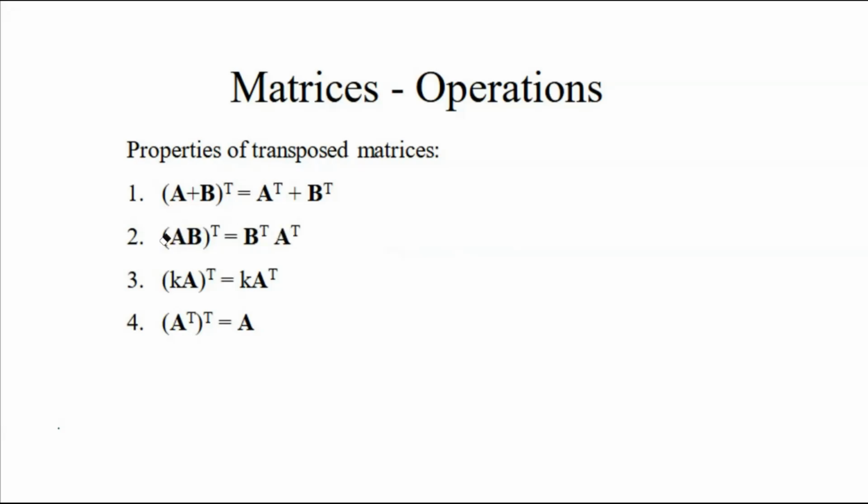These are just trends that mathematicians observe. Here, if you multiply a scalar constant k by a matrix and then transpose it, you could also transpose the matrix, then multiply by k, and you'll get the same thing. And if you were to transpose the matrix and then transpose it a second time, you get back the original matrix.